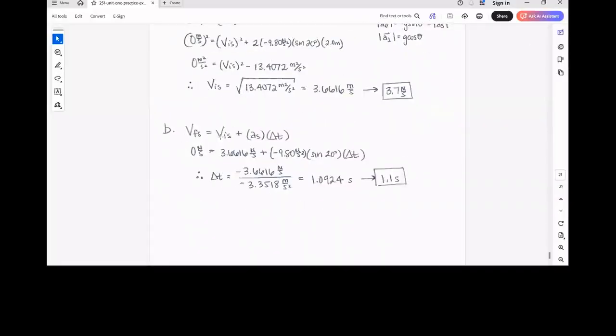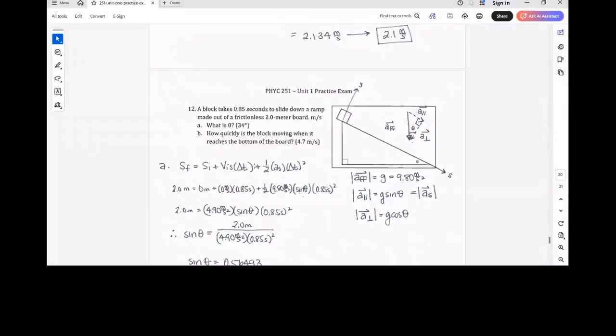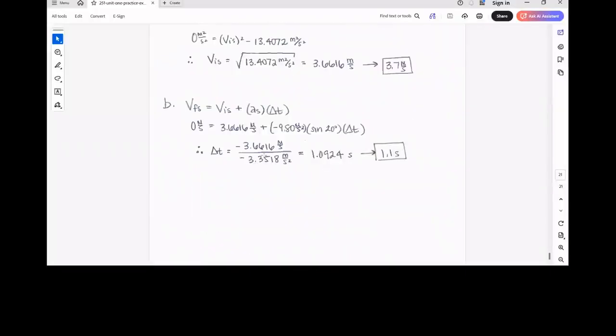And then to figure out the time, technically I could use the kinematic equation for position, so the same one that we used in the first step of our previous problem, but I'd have to solve for delta t using the quadratic formula. Instead, a simpler way to get at the same information is to use the velocity equation.